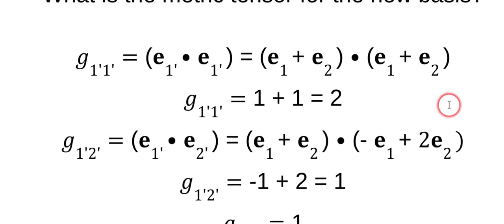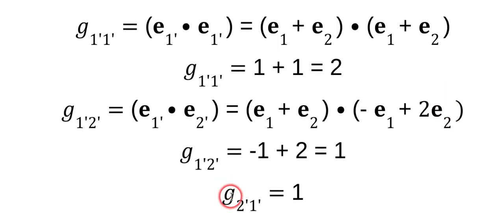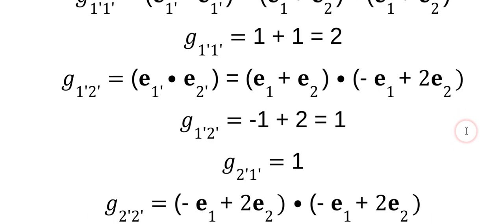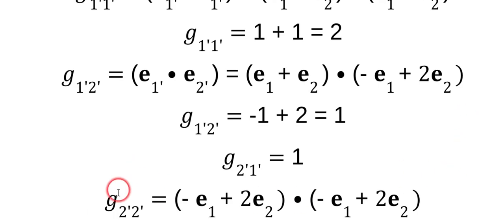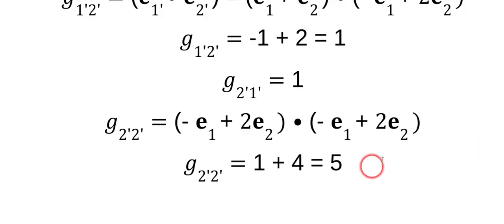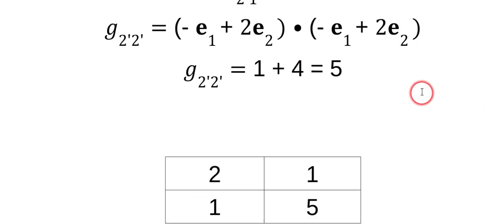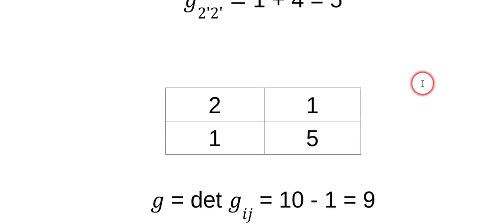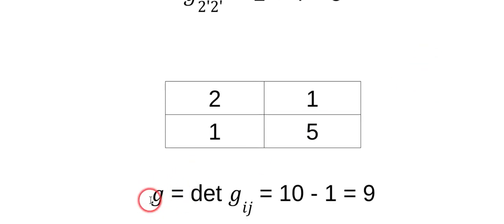And since we know the metric tensor is symmetric about the diagonal, we know that G2 prime 1 prime is equal to 1. These are almost always the same. As far as I know, they're always the same. I think that's one of the properties of Riemannian geometry, but I'm not positive. G2 prime 2 prime is E2 prime dot E2 prime, and we get 5. Now let's collect those in a matrix like this, and let's take the determinant. So this is the determinant of the metric tensor Gij. So it's 2 times 5 minus 1, so we get 9.